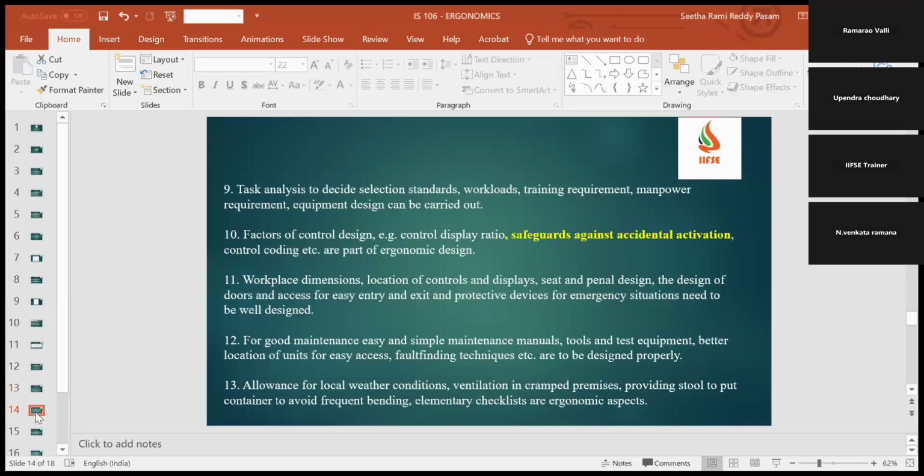Then task analysis, to decide the selection standards and also workloads, training requirements, manpower requirement, and equipment design, can be carried out. So task analysis is to be done. When we say task analysis, for the activity you are performing, even now we are seeing AI technology. Whoever is not using the safety PPEs can be caught by the cameras which are installed. That is also one of the techniques available in the market.